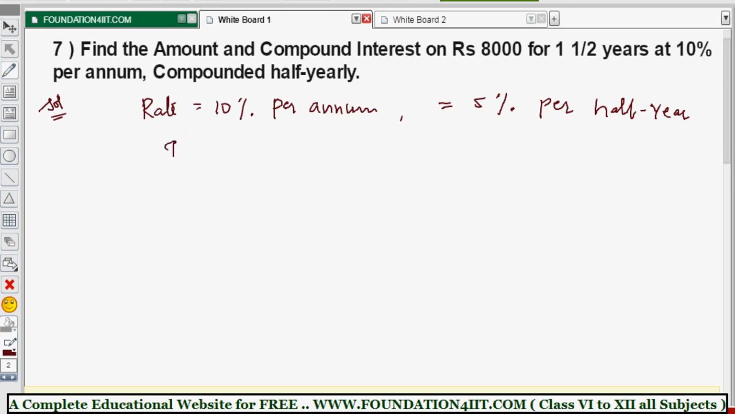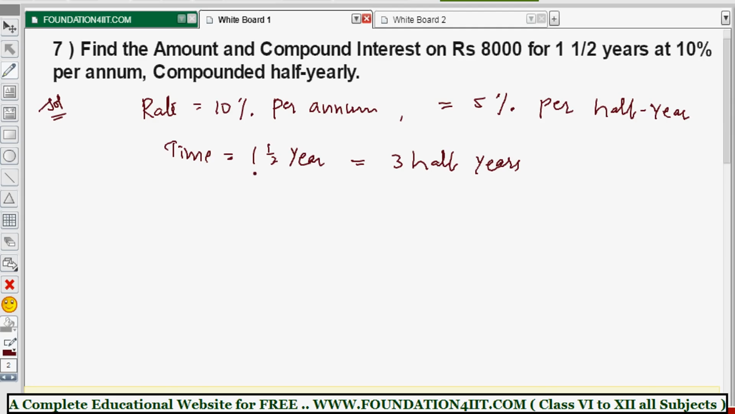And the time given here is 1.5 years. So in 1.5 years, how many half years in total? 1 year is 2 halves, and one more half. Total 3 half years. This is the given data. 1.5 years means 18 months, and 18 divided by 6 is 3. So 3 half years. Now we'll find out half year wise.